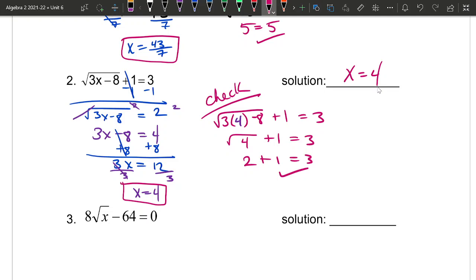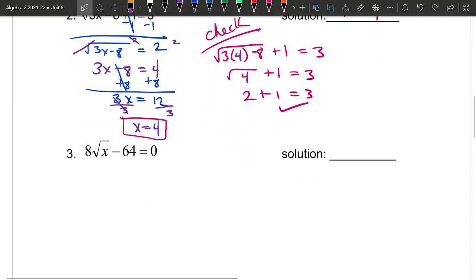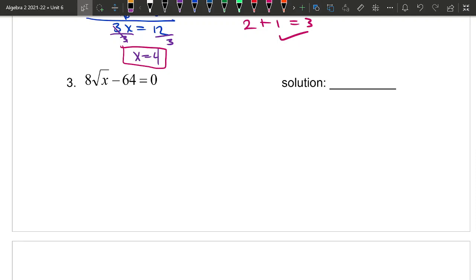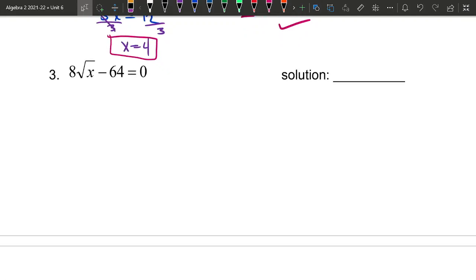Now number 3, it works just the same. But on our 5B test, the test before last, this is probably one of the most missed questions of doing the square root method. It was something that looked like this. You have to completely isolate the radical, so nothing else with it. So in this one, first you add the 64. Most people get that.